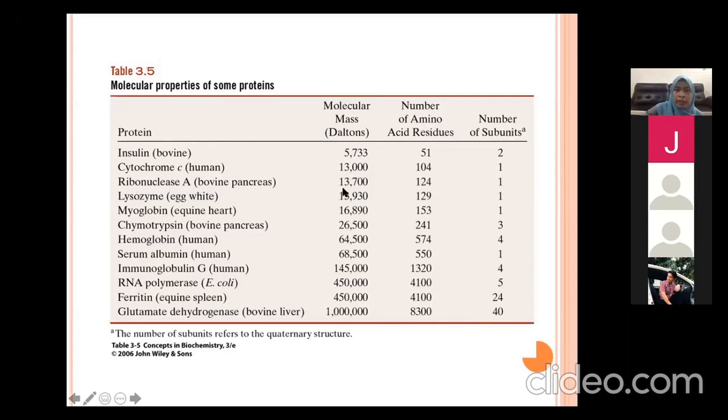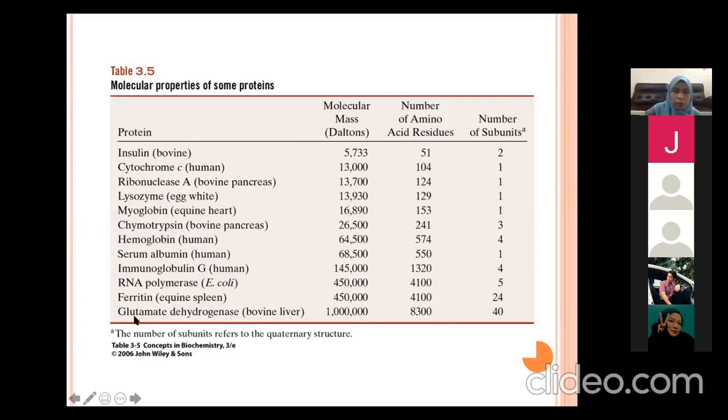Ribonuclease A, 13.7 kilodalton. Lysozyme, which is egg white, okay, 13.9. It's almost similar to all these three. Okay, if you look at the numbers of amino acid residue, the bigger the protein size, the molecular weight, because the number of the amino acid residues are also big.